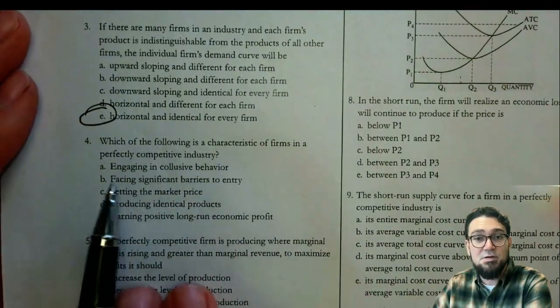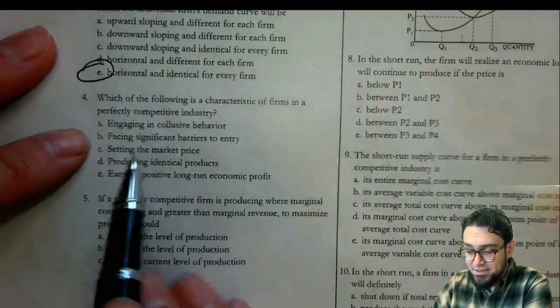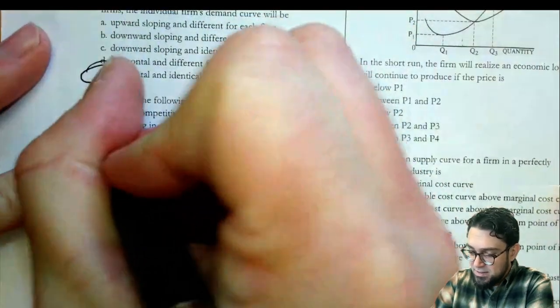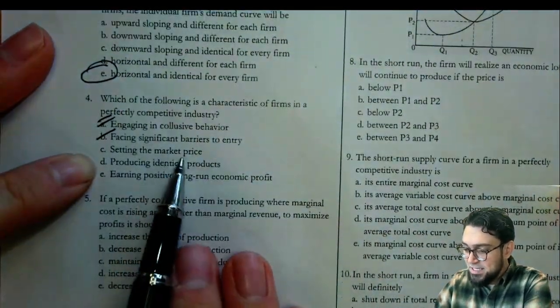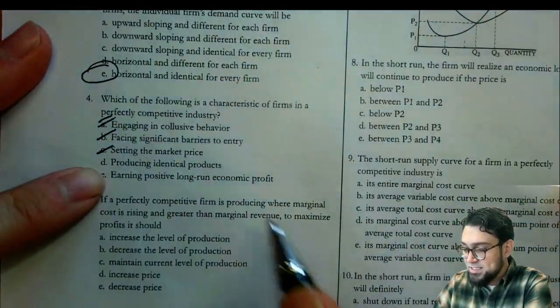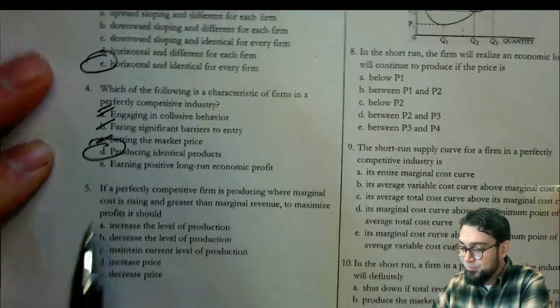Which of the following is characteristic of firms in a perfectly competitive industry? They don't do collusive behavior. They don't collude. They can't. They don't have barriers to entry. I'm going to rule some of these out here. Setting the market price. They can't do that. They take the market price. They produce identical products. D.